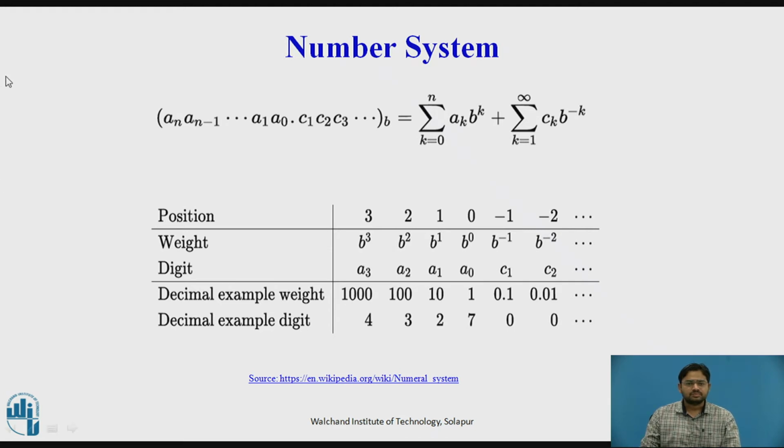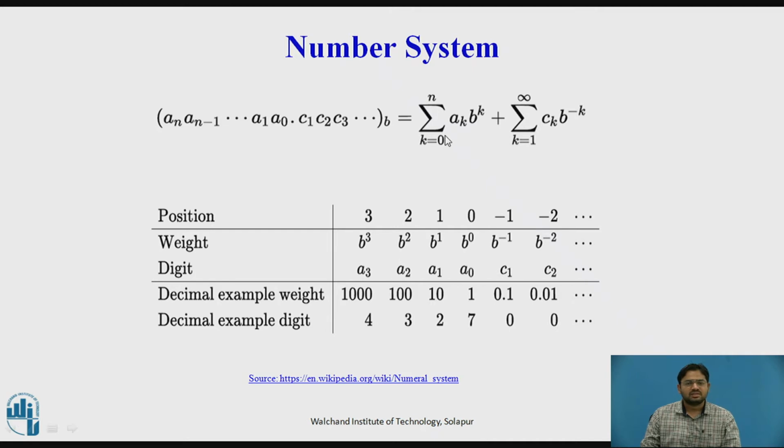So these are the numbers a_(n-1), a1, a0. These are the particular symbols for that particular number system. If it is a decimal number system, then the symbols may take a value from 0 to 9, and this dot is called a decimal point. This dot is also called a binary point if it is a binary number system, and whatever you write at the end of this bracket is the base of that particular number system. So if it is a decimal number system, then b will be 10.